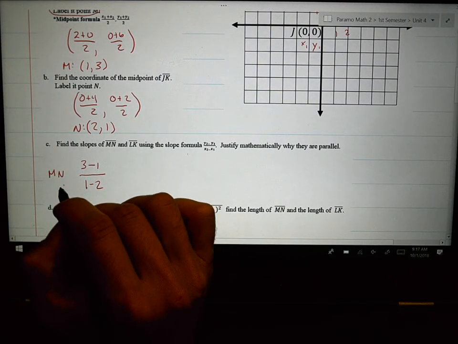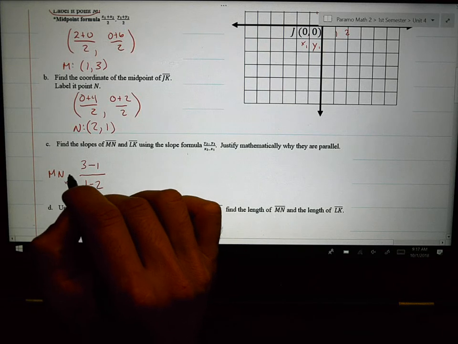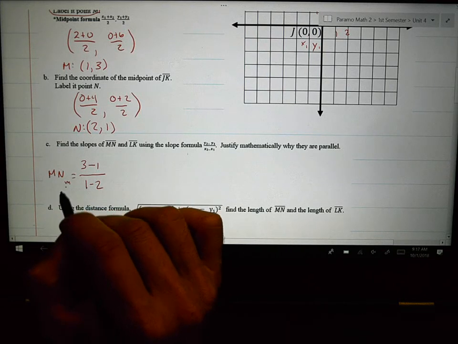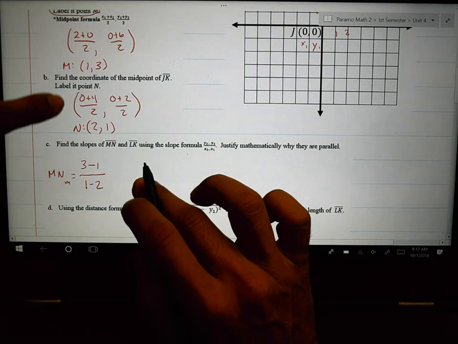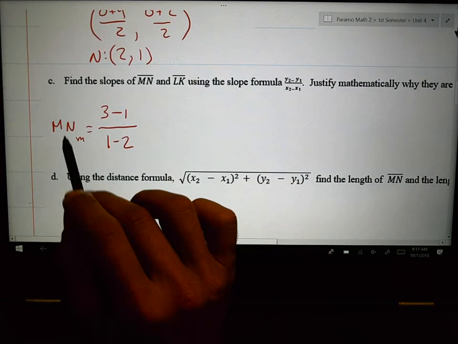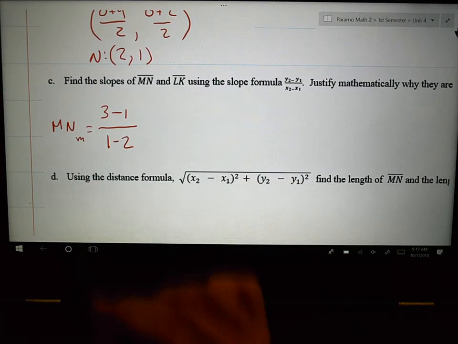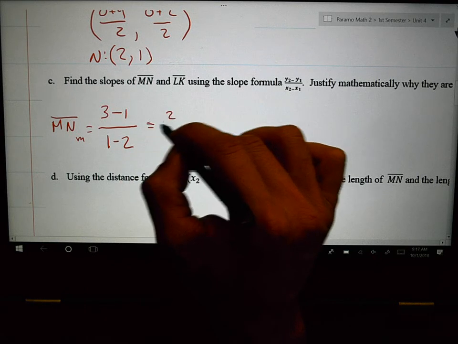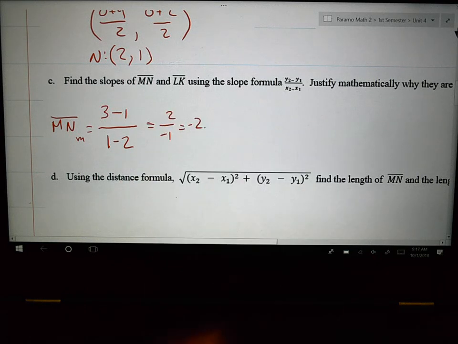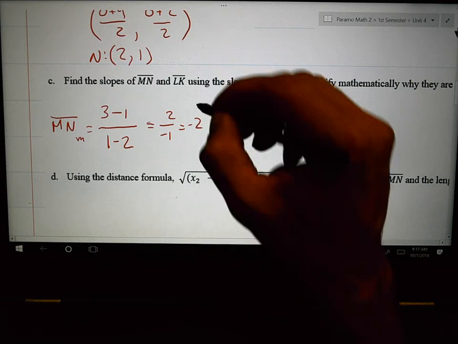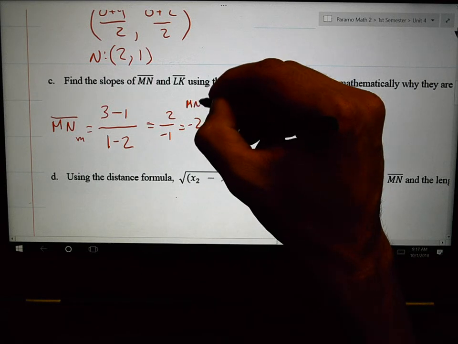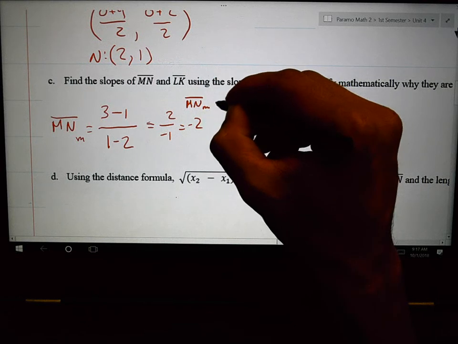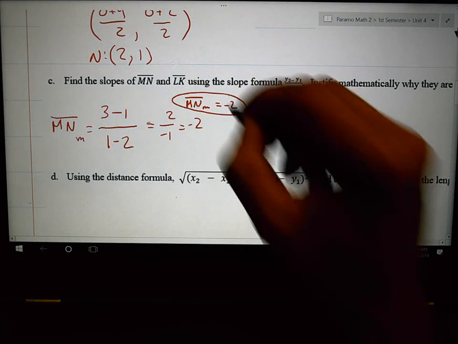I'm going to put the slope of MN with a little sub M with it. Why did I do that? So I know that I'm finding the slope of segment MN. 2 over negative 1 is negative 2. So now I have my first slope.